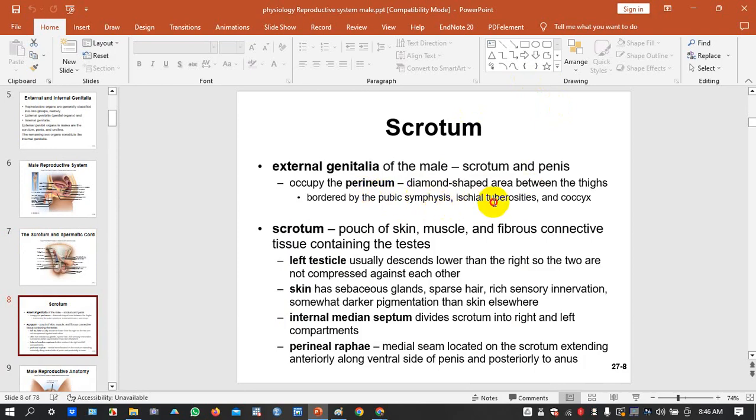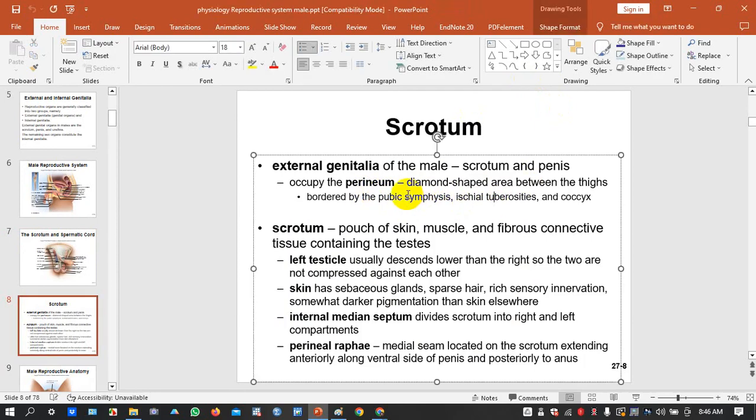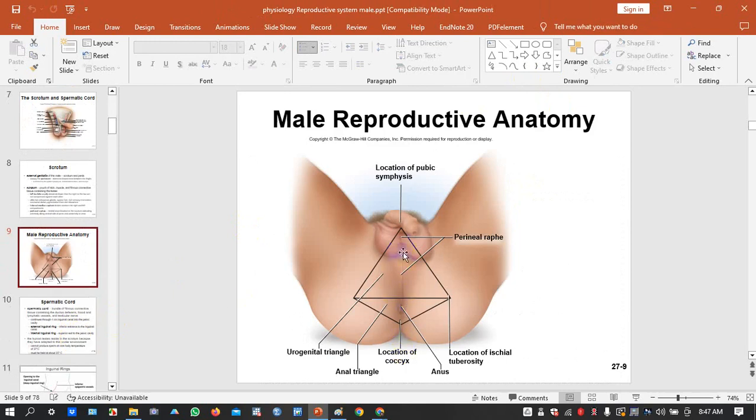And the perineum is a diamond-shaped area between the thighs, bordered by the pubic symphysis, ischial tuberosities, and the coccyx. So you can see over here the diamond area. In this diamond, there are two triangles. We have the urogenital triangle and the anal triangle. This is the anal triangle, and this is the urogenital triangle, because that's where urine is produced. These two triangles put together give us a diamond shape, and all this area is called the perineum.